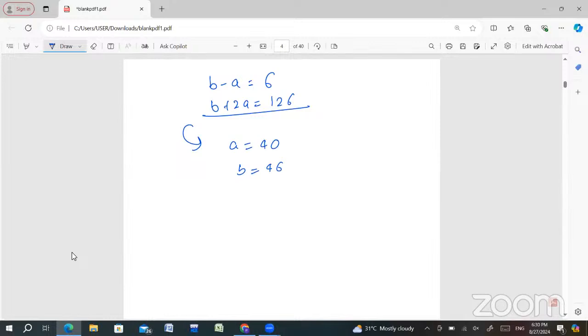Now we have to find out the expectation. What is the formula for expectation? A plus B divided by 2. So it is 40 plus 46 divided by 2, which is equal to 43. 43 minutes.